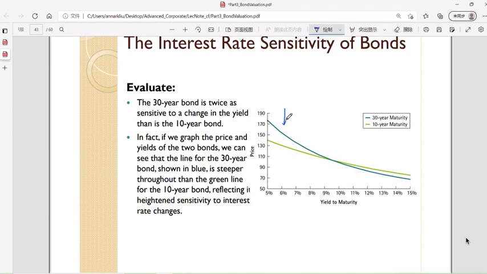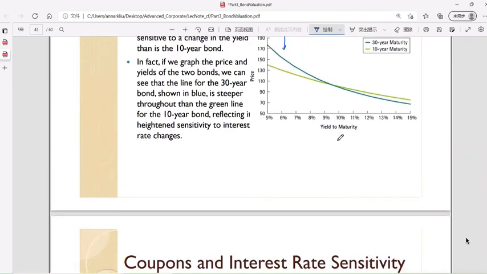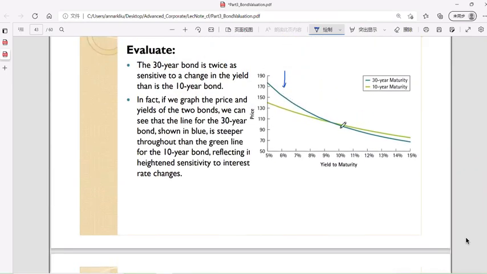It's actually twice as sensitive to a change in the yield as a 10-year bond. This is what we see in this graph. You see that the slope, in terms of absolute value, is about 2 times the slope of this 10-year bond. So that's the idea.